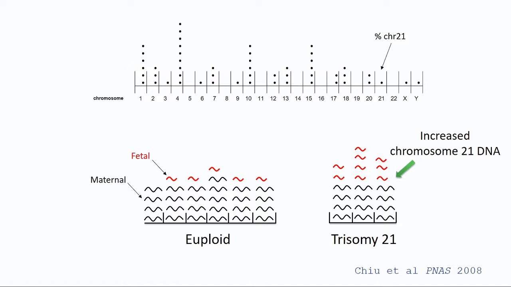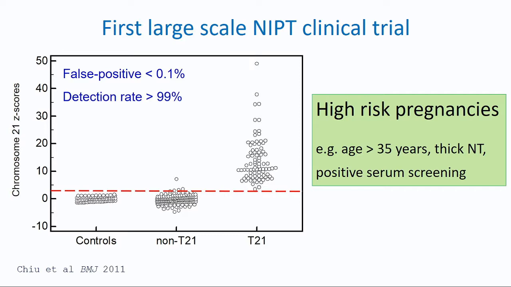After developing this method, back in 2011, I led the first large-scale clinical trial to assess its accuracy. Based on that first trial, the data were very encouraging: we found that the technique can detect more than 99% of the pregnancies affected with Down syndrome. More encouraging is that it has a false positive rate of about 0.1%. Because it was the first time, we wanted to be cost-effective, so we focused on high-risk pregnancies, defined at that time as women older than a certain age with positive ultrasound findings and positive serum biochemical screening.